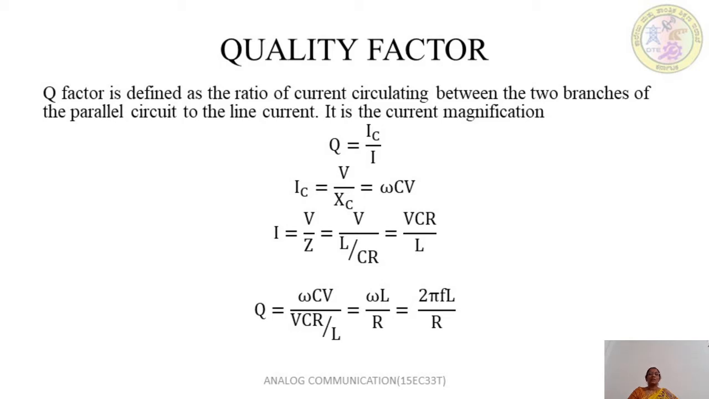I is equal to V by Z. Z is L by CR, that is V by L by CR, that is VCR by L. Substituting I and IC, we will get Q is equal to omega L by R, that is 2 pi FL by R. This is the Q factor of the parallel resonant circuit. It is current magnification, or it is defined as the ratio of current circulating between the two branches of the parallel circuit to the line current.